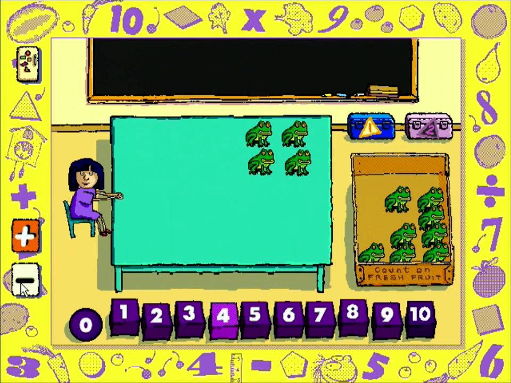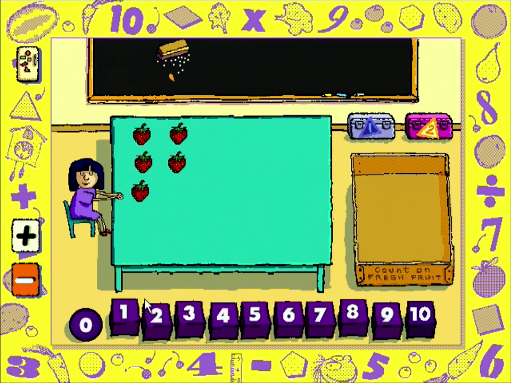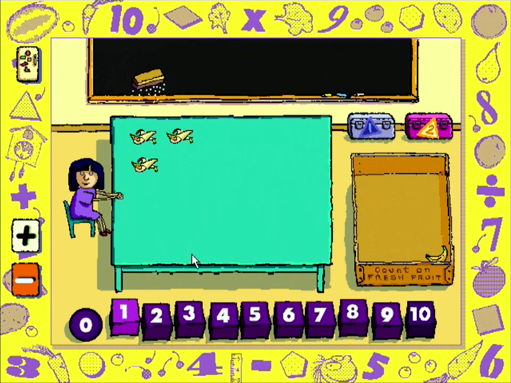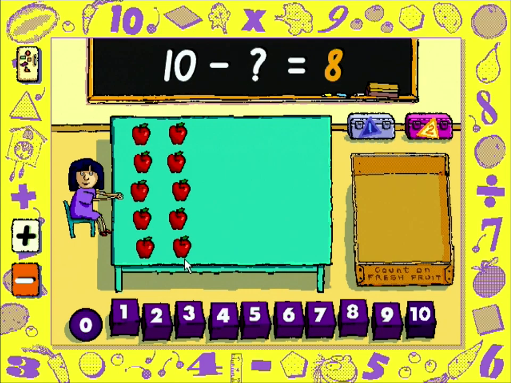Level 2. If I have 4 bananas, but I want 3, how many do I put back in the box? 1. All right. 4 minus 1 equals 3. If I have 10 apples, but I want 8, how many do I put back in the box? 2. Hooray! 10 minus 2 equals 8.